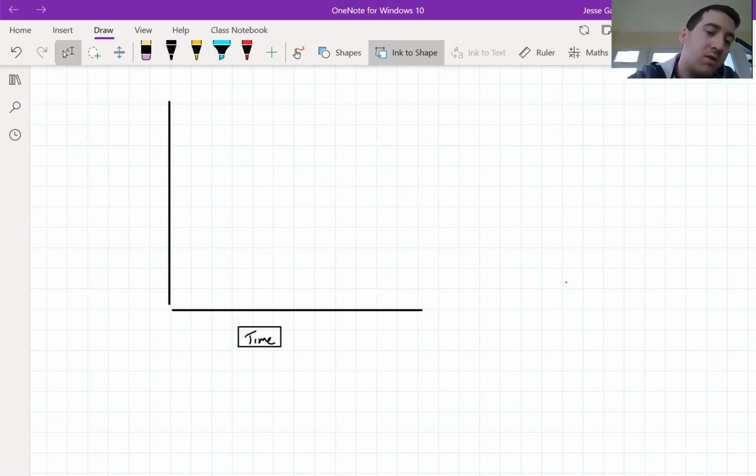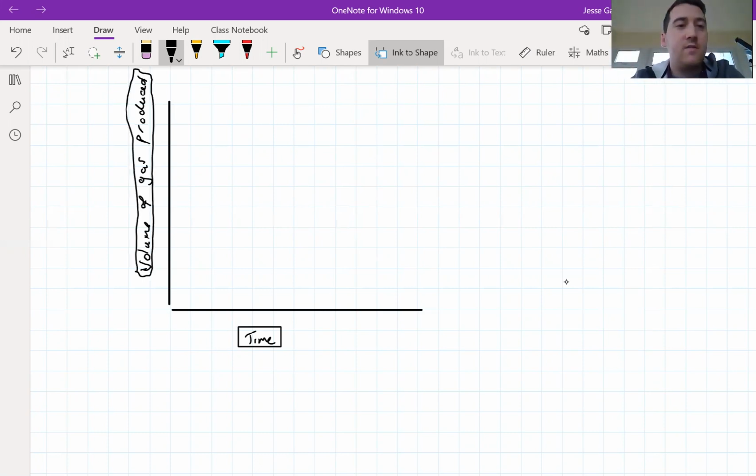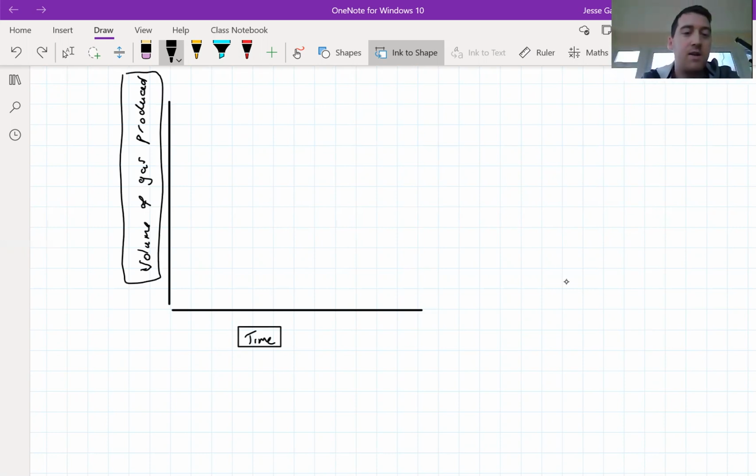And on the Y-axis, we're going to put some kind of an amount. We're watching the amount of the reactants or the products, or concentration. In this case, we're going to use volume of gas produced. Say a reaction is producing a gas as a product, we're going to look at volume of gas produced on the Y-axis. So this is our product being produced. It's a gas product. I'm just going to fix this so it's a neater box. There we go.